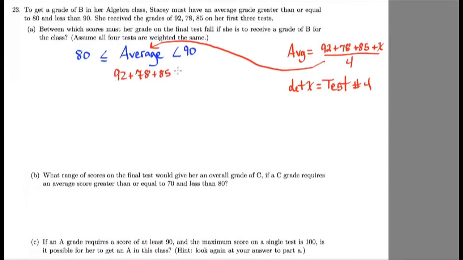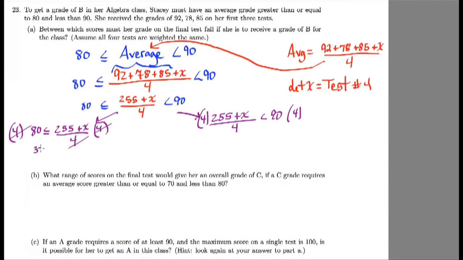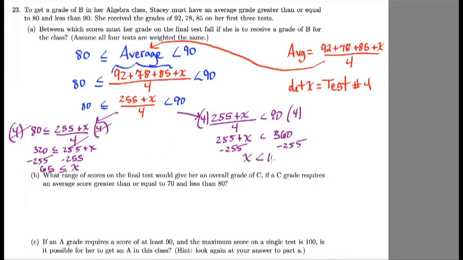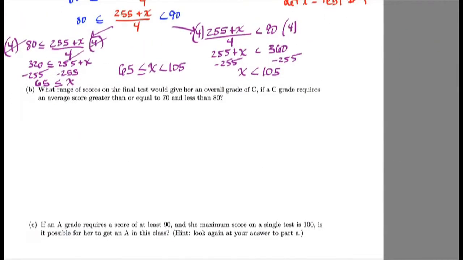So an average, I take the numbers, add them up, and divide by the total number that I have. So I have 4 test grades. I add those together and divide by 4. And that gives me the average. So I can take this compound inequality, break it up into two separate inequalities, and I can find the lower boundary, which in this case I end up getting is x is greater than or equal to 65, and the upper boundary, which would be x is less than 105. So those are the percentages for that fourth test.